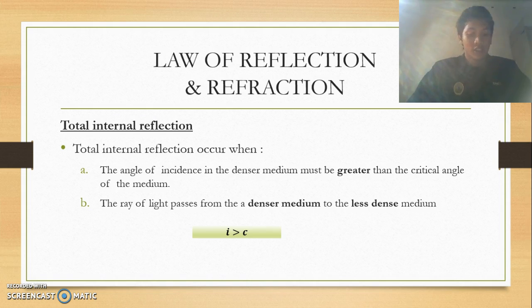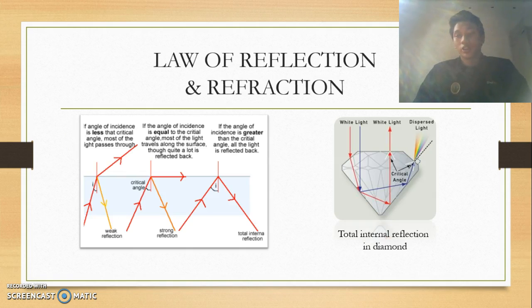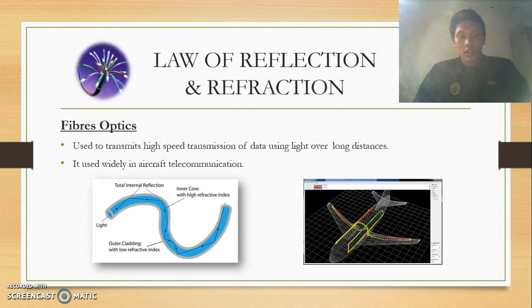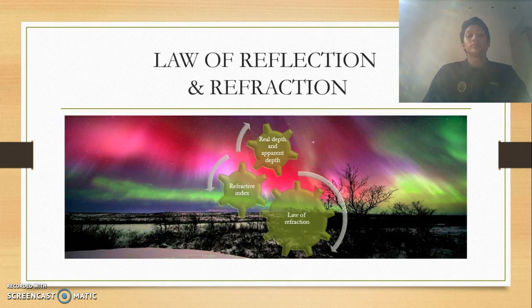Total internal reflection. Total internal reflection occurs when the angle of incidence in the denser medium is greater than the critical angle, as light moves from the denser to the less dense medium. This is an example of total internal reflection. This is also an example of total internal reflection. As you can see, optic fibres use total internal reflection in their tube. It is used widely in aircraft and telecommunication.